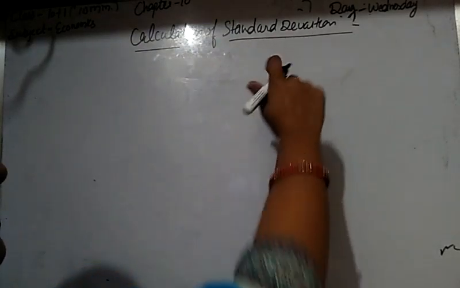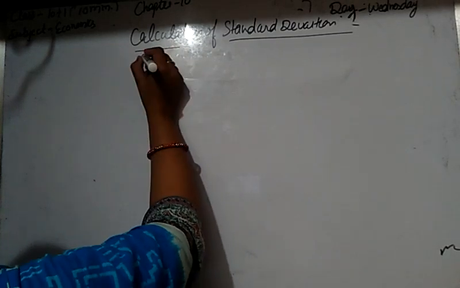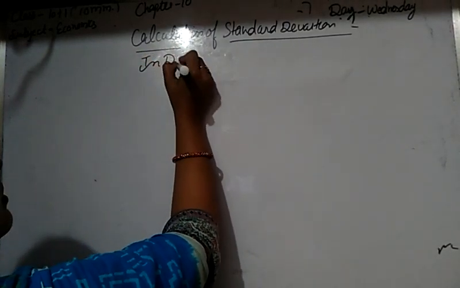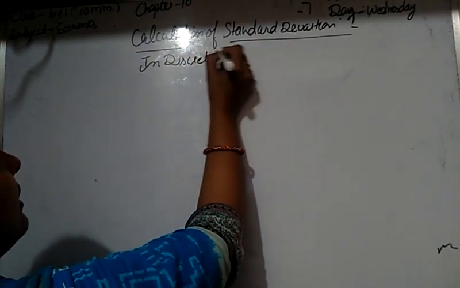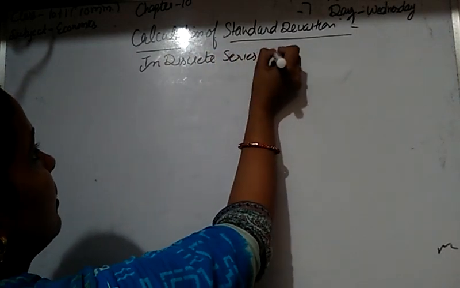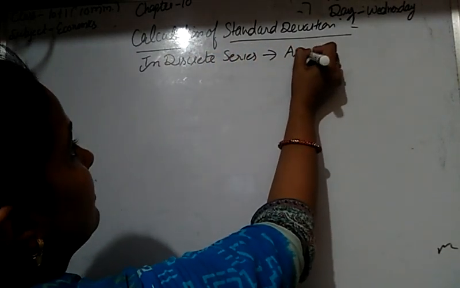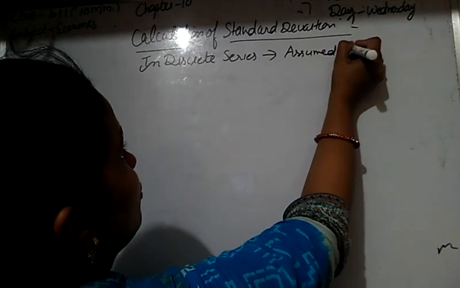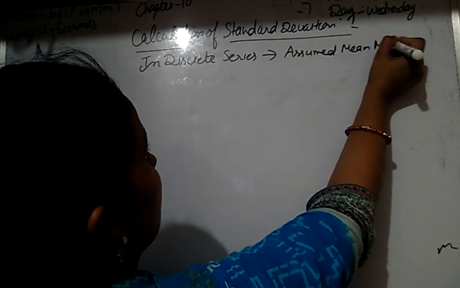So student, now I will explain how to calculate standard deviation in discrete series with assumed mean method. We will understand it by solving a numerical question. So exercise 10.4, question number 3.